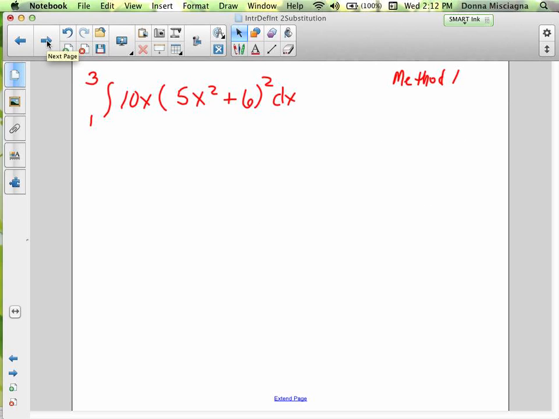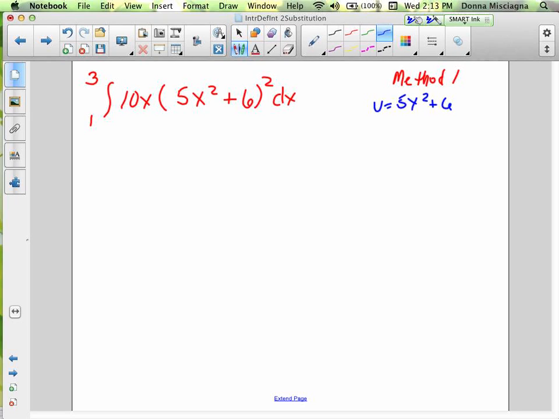We have the integral from 1 to 3 of 10x times (5x squared plus 6) squared dx. And we see we have something raised to a power. This is definitely a chain rule, and we can undo the chain rule with a u substitution. u is going to be what's raised to a power. Actually, I'm going to switch colors. So u is going to be 5x squared plus 6.